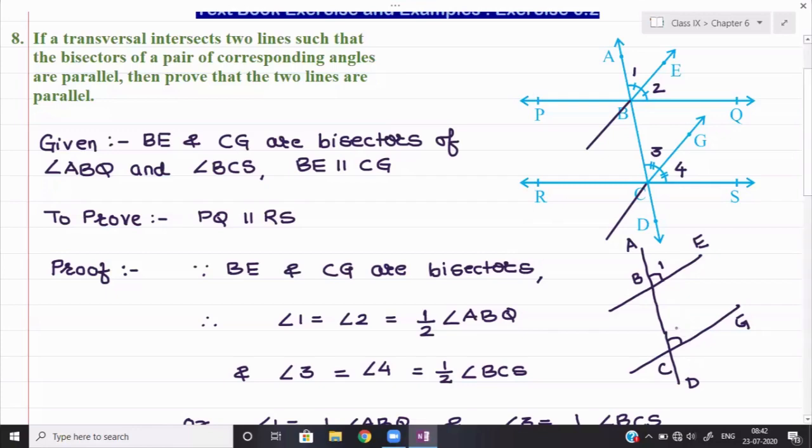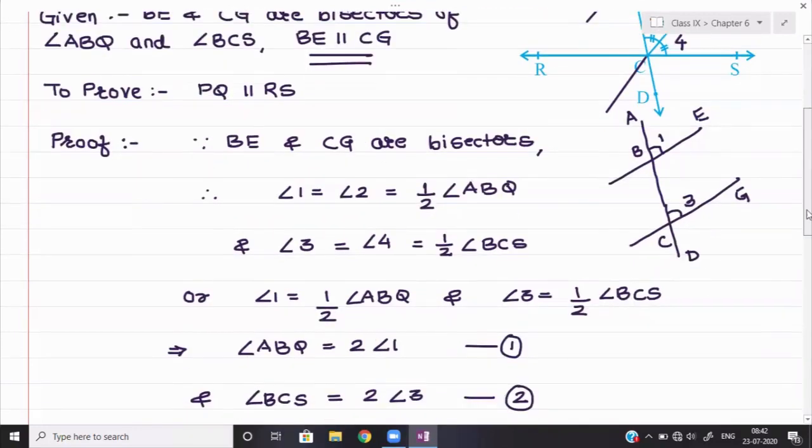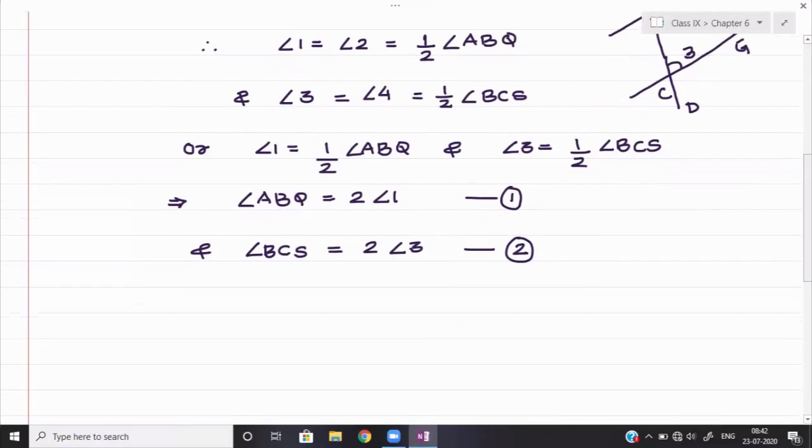Okay, so we can say that angle 1 and angle 3 are basically corresponding angles, and we know that if lines are parallel, angle 1 and angle 3 will be equal because they are corresponding angles. And you see we have been given already that BE and CG are parallel. So these two lines are given parallel, so 1 and 3 will be equal here. Okay, so let us see how we can go ahead.